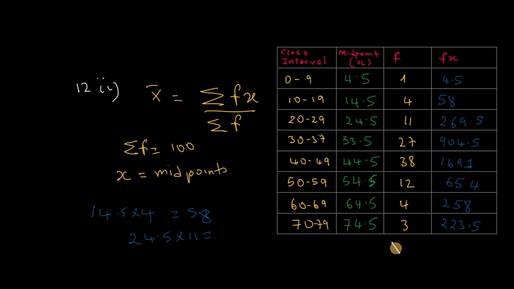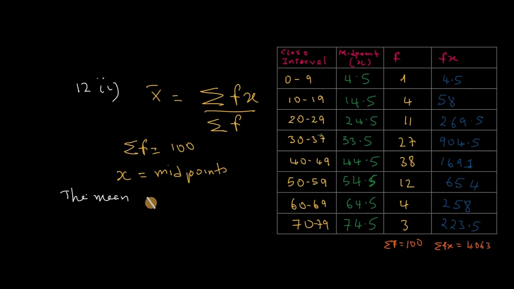223.5. Here summation f was equal to 100. Summation fx is adding all these values in our calculator. We take 4.5 plus 58 plus 269.5 plus 904.5 plus 1691 plus 654 plus 258 plus 223.5. This is going to give us 4063.